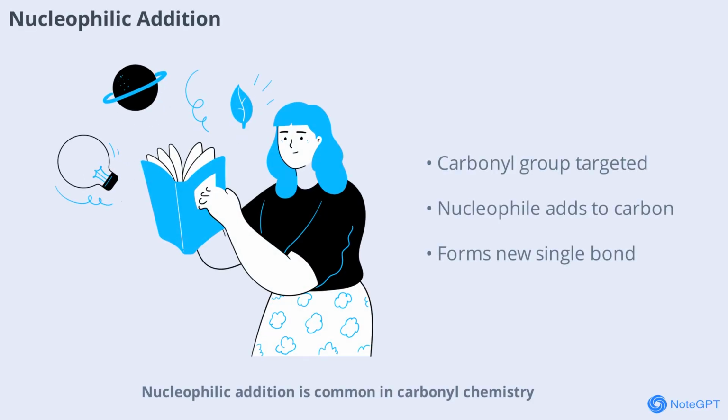Nucleophilic addition is common in carbonyl chemistry, such as reactions involving aldehydes and ketones. Here, a nucleophile attacks the electrophilic carbon of the carbonyl group, breaking the double bond and forming a new single bond. This mechanism is fundamental to many important reactions, including the formation of alcohols and the addition of Grignard reagents. Let's see how nucleophilic addition works and why it's so versatile.